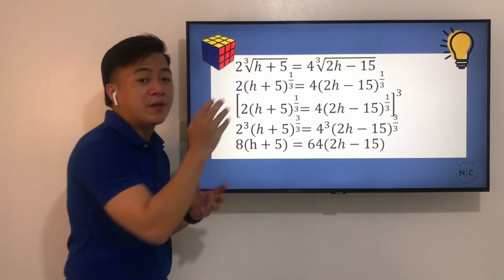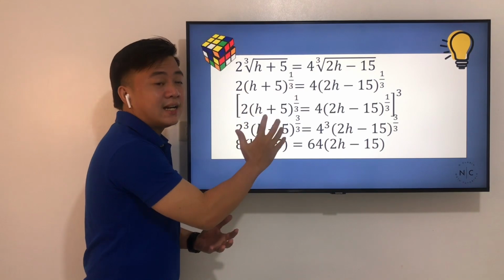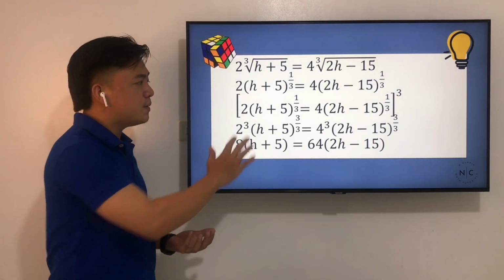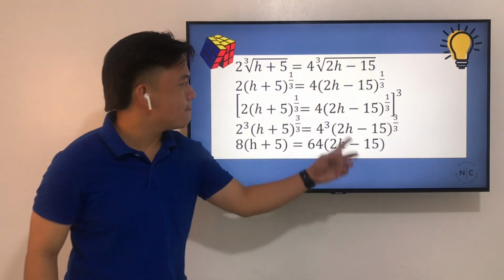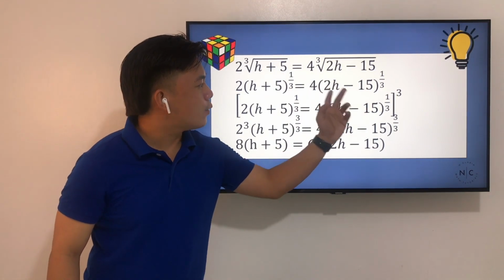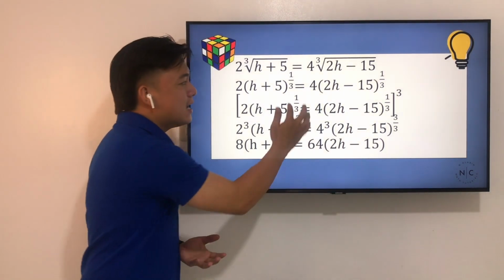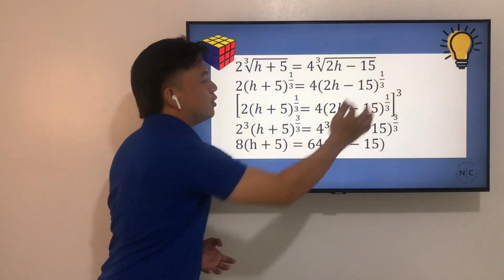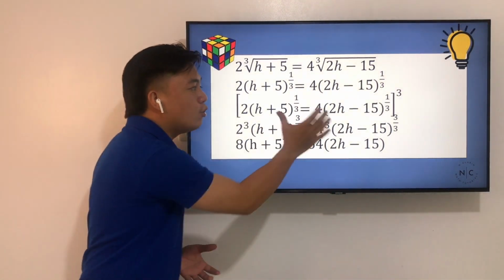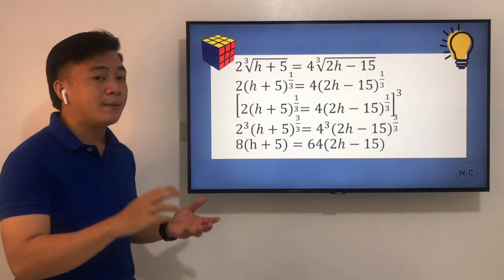Ito lang yung naka-raise sa 1/3 kasi siya lang yung radical natin. Yung 2 is nasa labas siya, which means same lang siya. Pero din sa kabila, 4 nasa labas, and then the quantity of 2h minus 15 is raised to 1/3. Next is, dahil pareho naman yung ating denominator dito, which is 3, we can raise the whole equation into 3 para makancel natin yon.